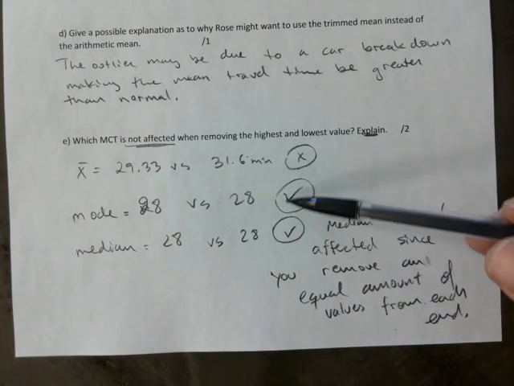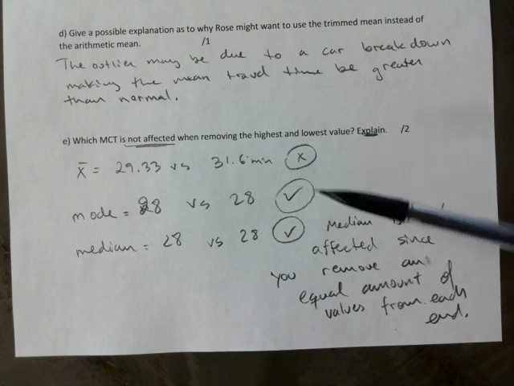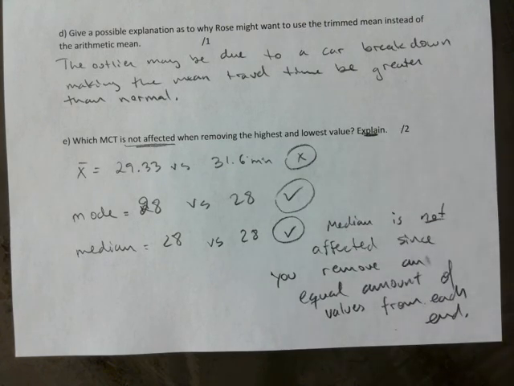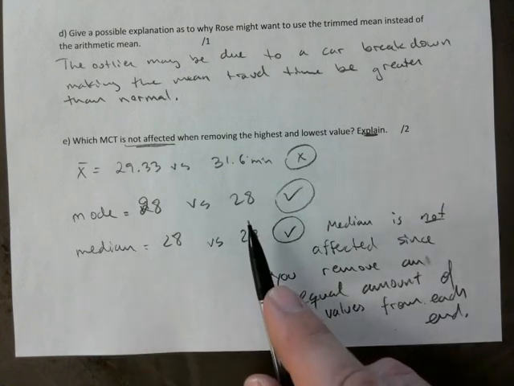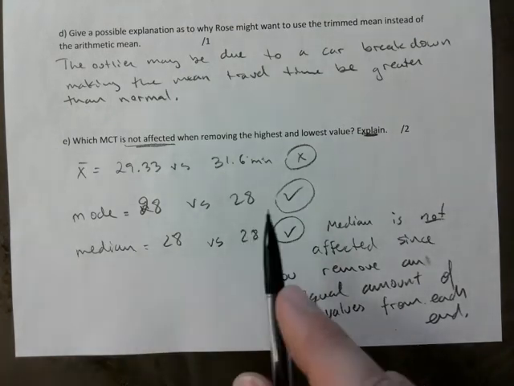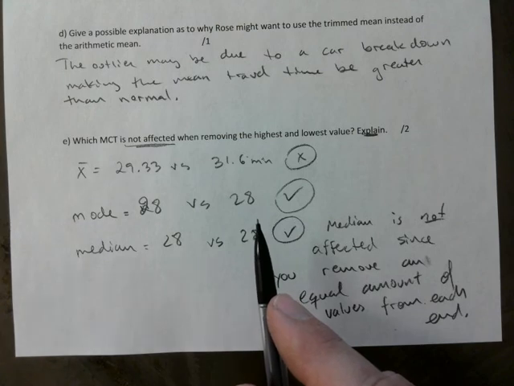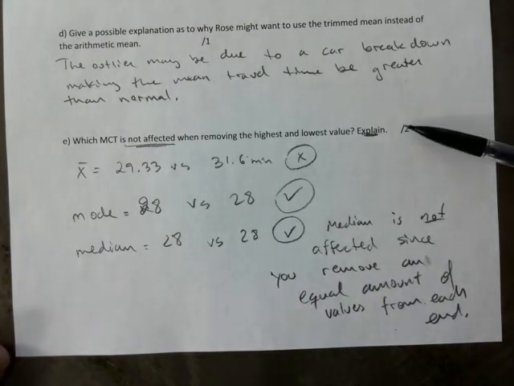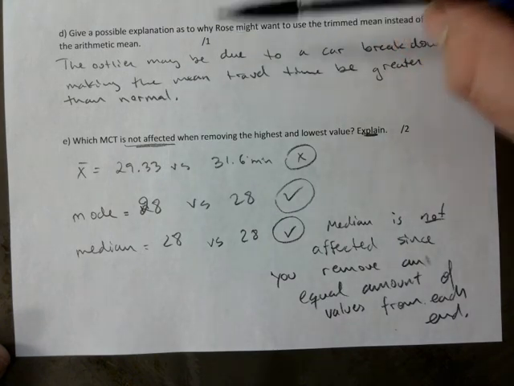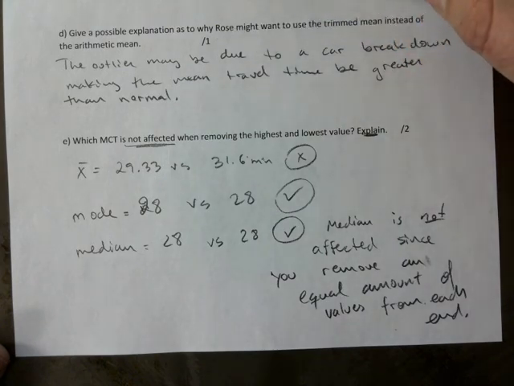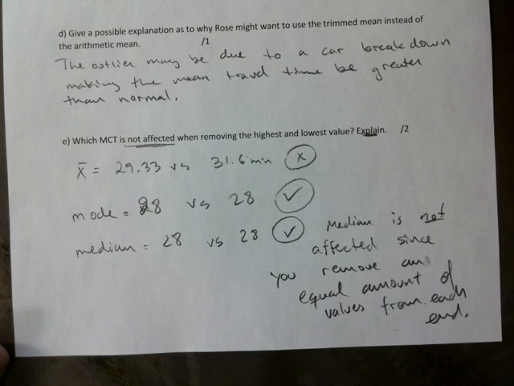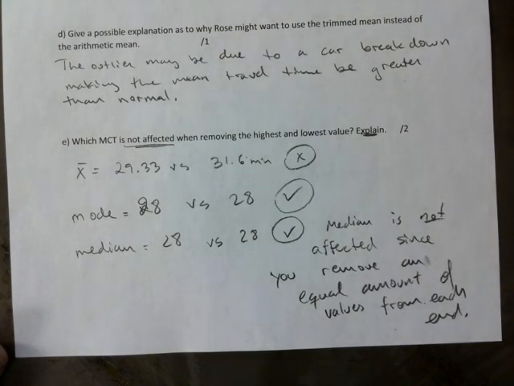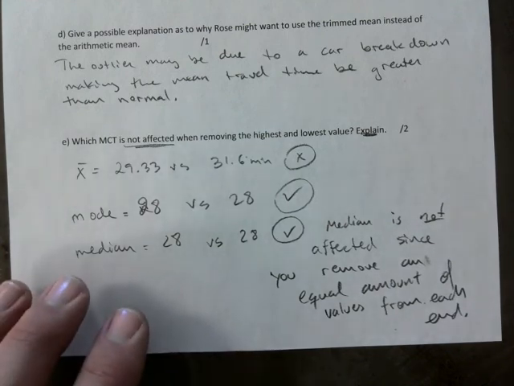If you told me mode or median, 1 mark. But then you need a good explanation as to why you say it didn't change. For the mode, you'd say trimming the highest and the lowest did not affect the most popular value, something like that. So what are we at here? 2, 3, 4, 5, 8, 9.